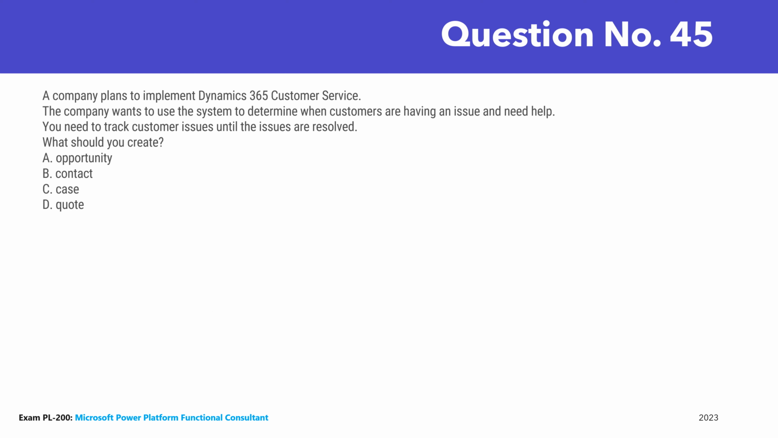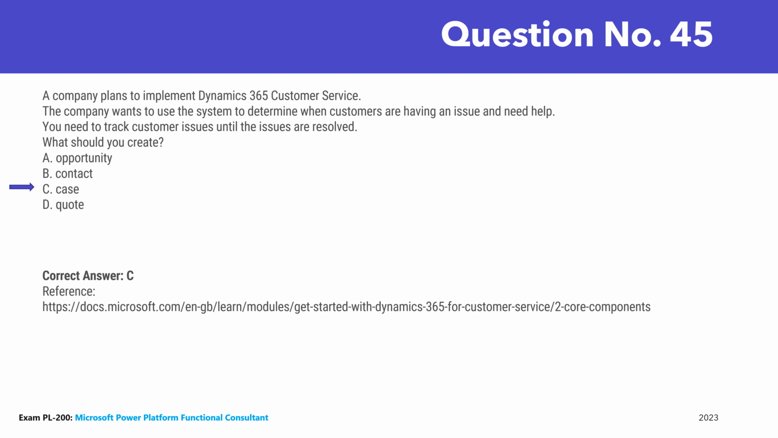A company plans to implement Dynamics 365 Customer Service. The company wants to use the system to determine when customers are having an issue and need help. You need to track customer issues until the issues are resolved. What should you create? A. Opportunity. B. Contact. C. Case. D. Quote. Correct answer, C.